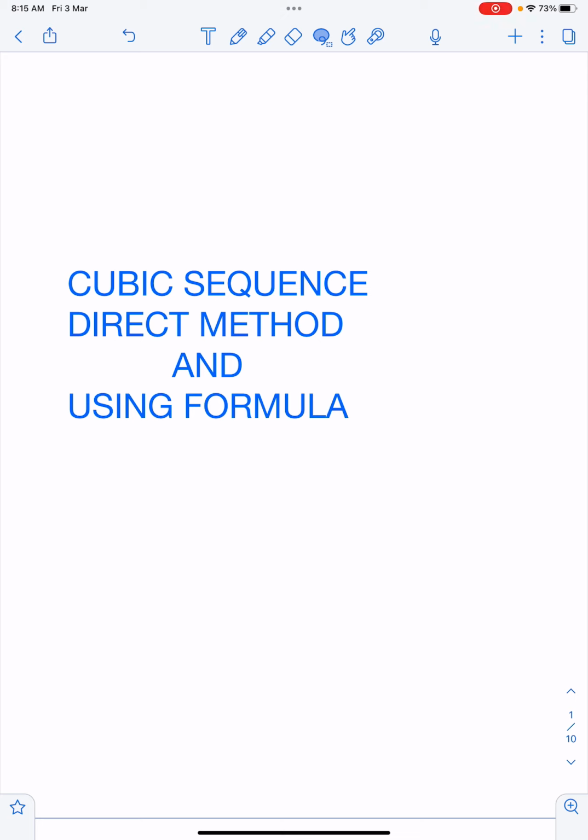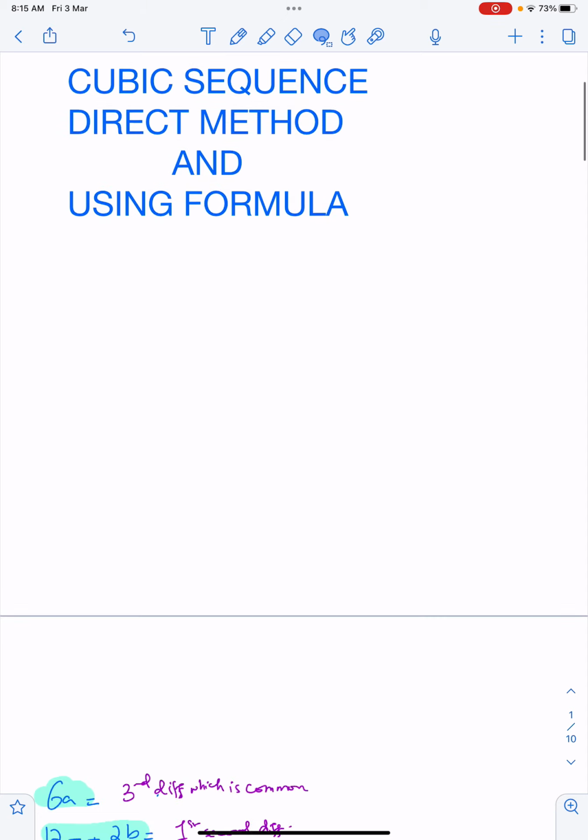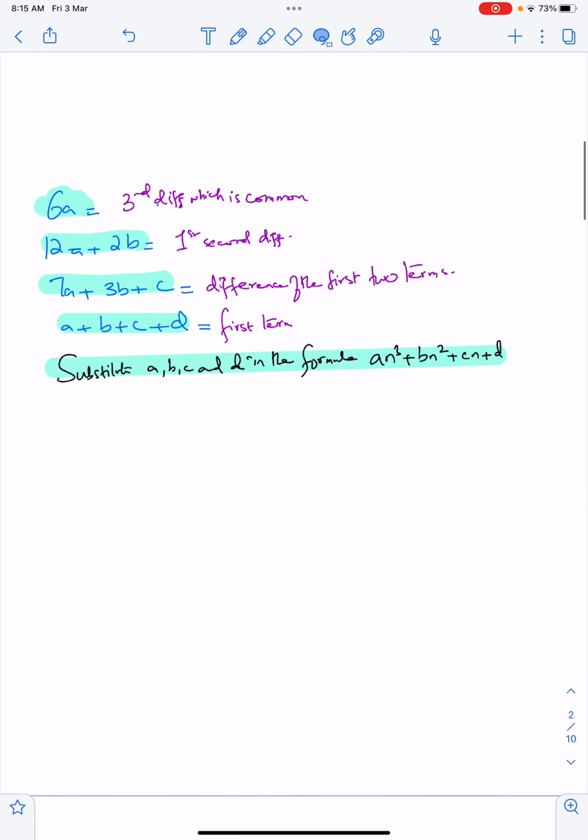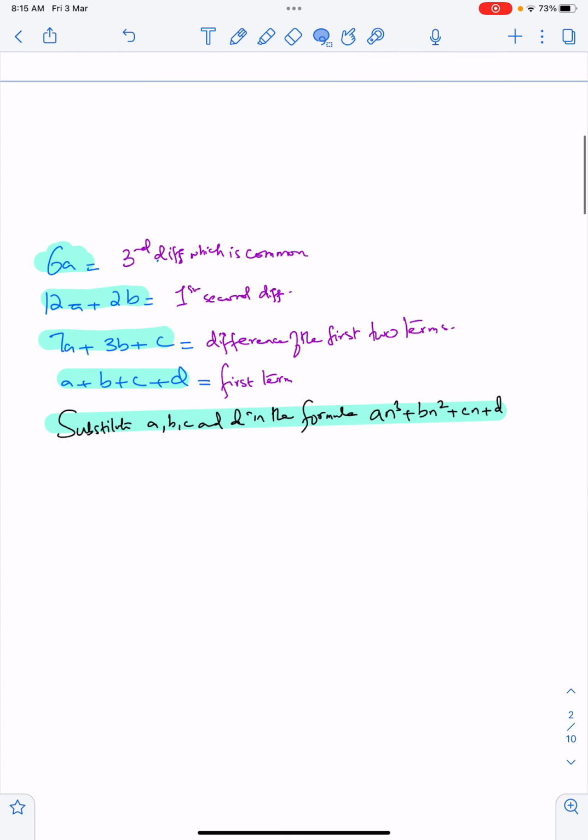Today we're going to learn how to find the formula for the nth term of a cubic sequence. We'll use two methods. One is without the formula, and the other one is with the formula. The formula is written here. You can refer to it.